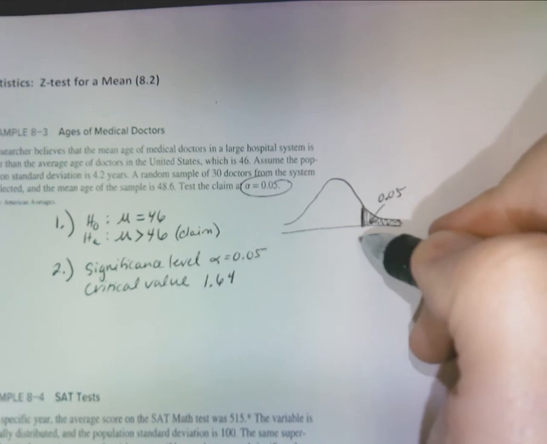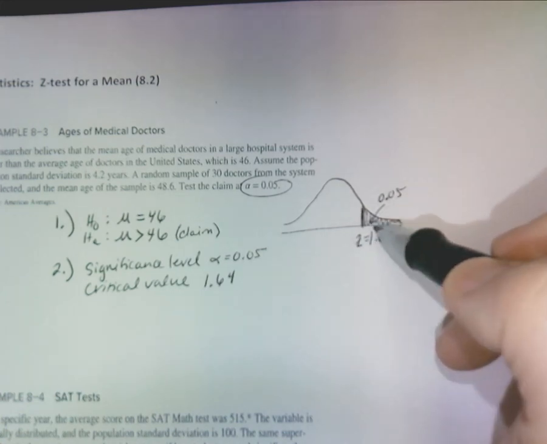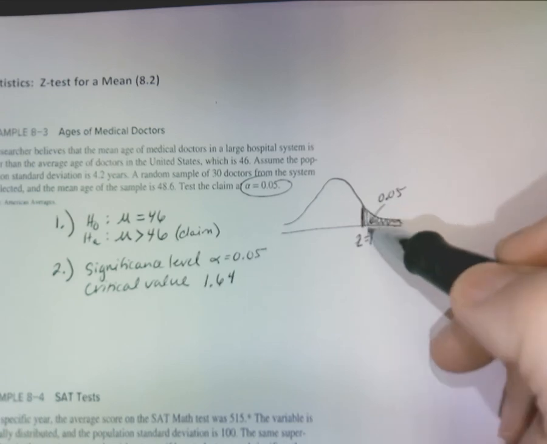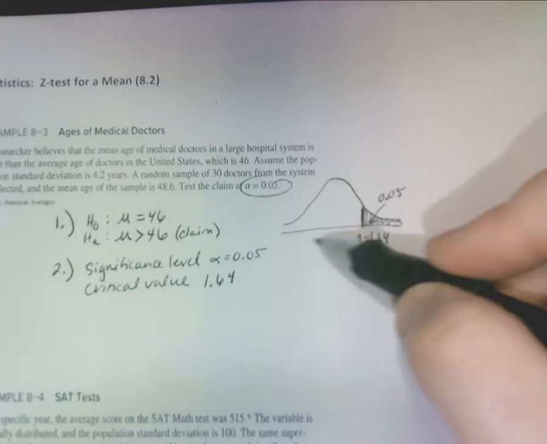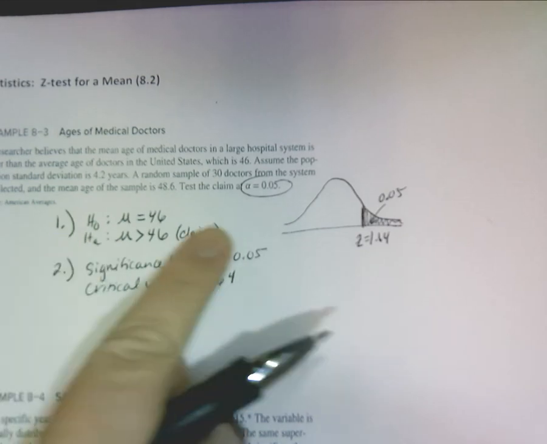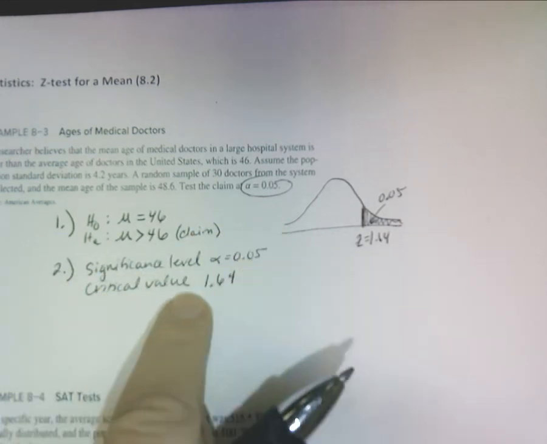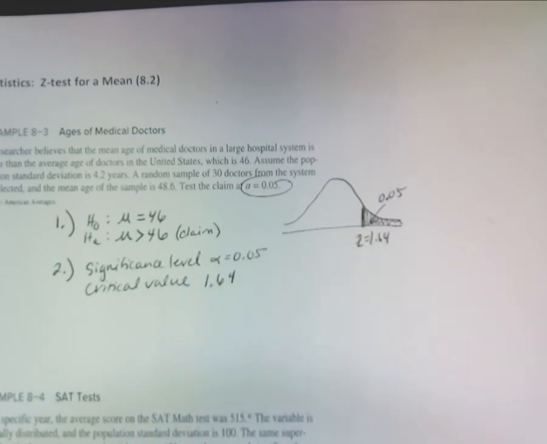That's the Z. If I land in here, this is my critical area. That's where I want to reject. If I land out here, I'm not going to reject. Okay, so step number 1, HO HA. This is how you're writing it. Step number 2, write the words significance level and put the alpha. Critical value from your calculator, 1.64.